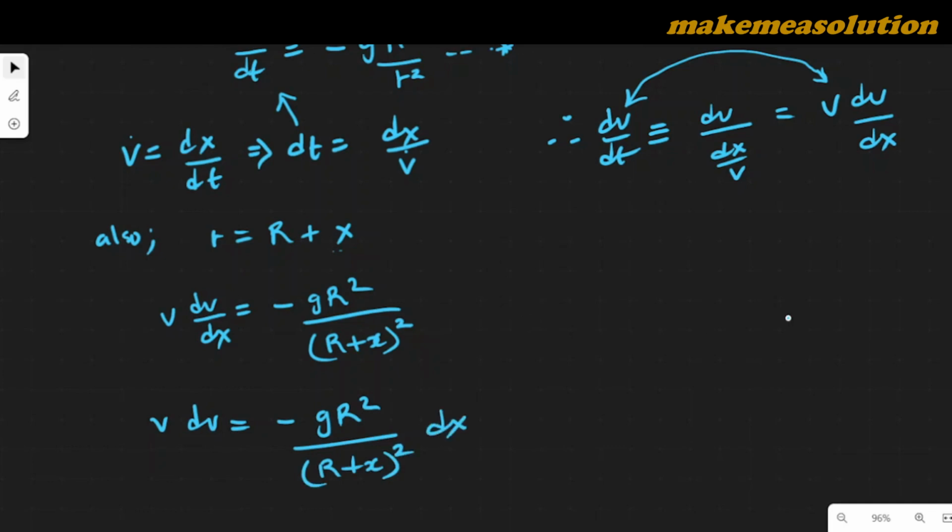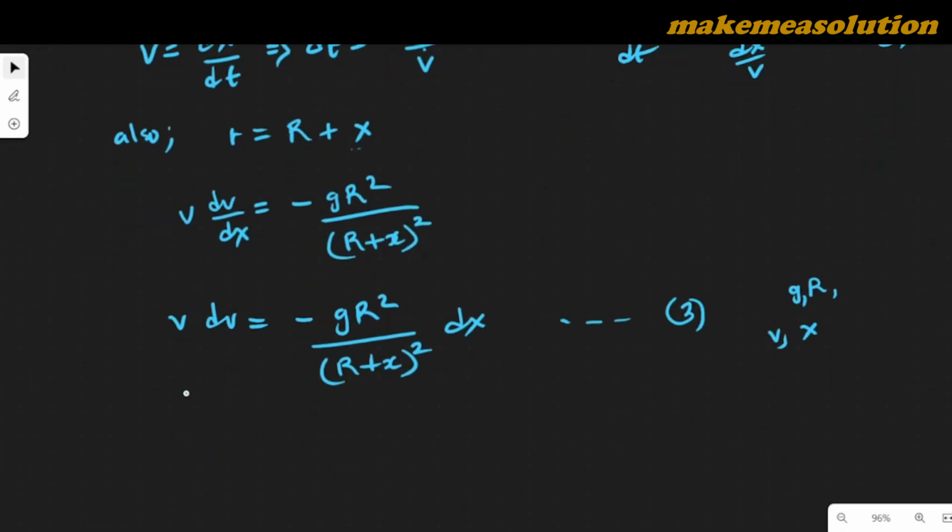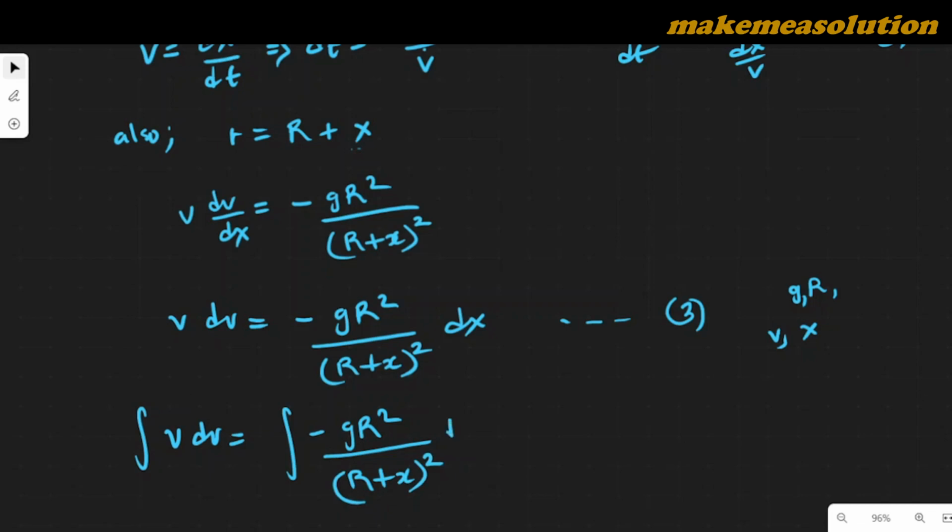Now please, I hope you are not mistaking what constants and what variables are here. So in this equation 3, for instance, our constants are g and R, and the variables are v and x. So we have actually succeeded in separating the variables. Now when we take the antiderivative, we have the integral of v dv is equal to the integral of negative gR squared all over (R plus x) all squared dx.